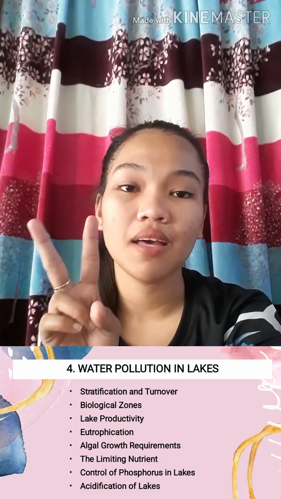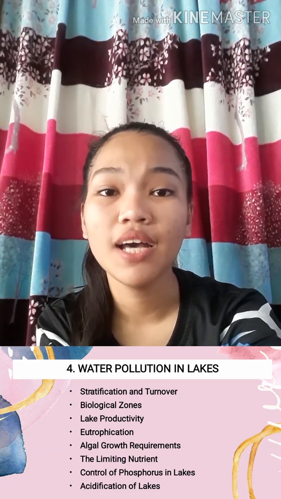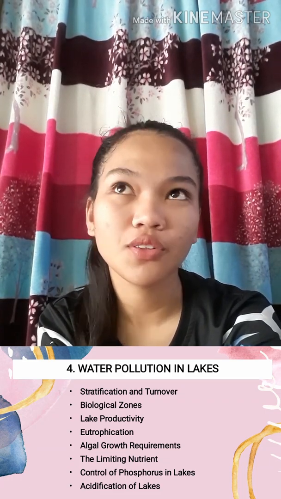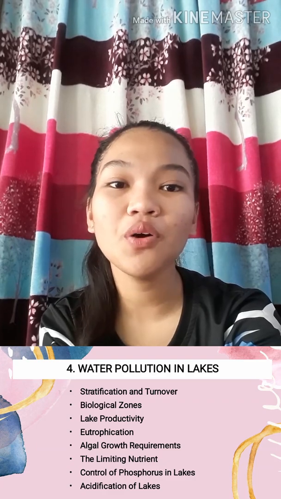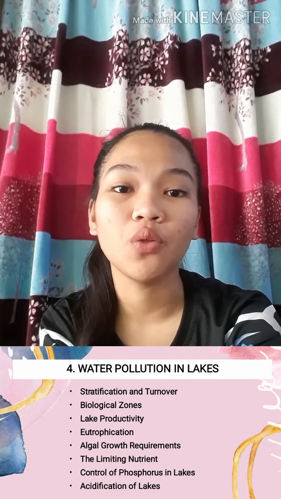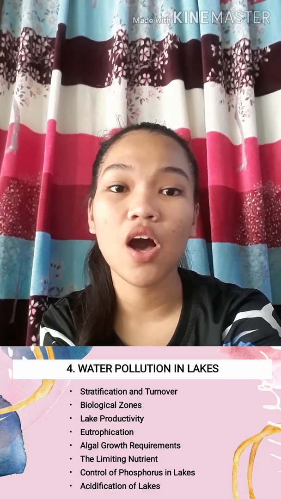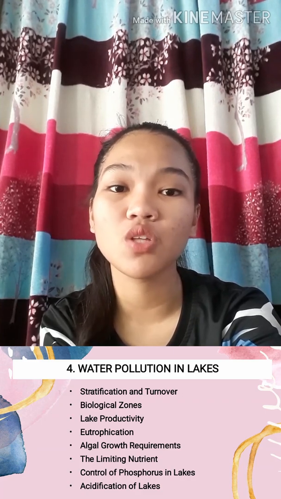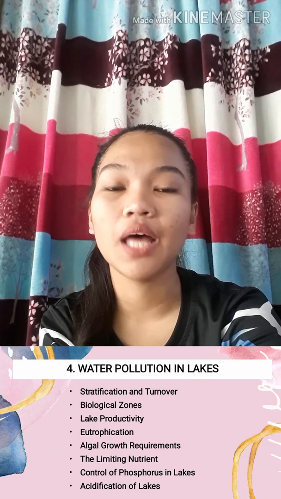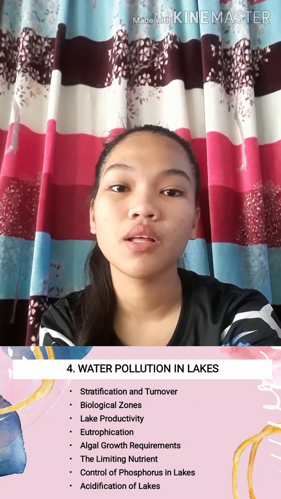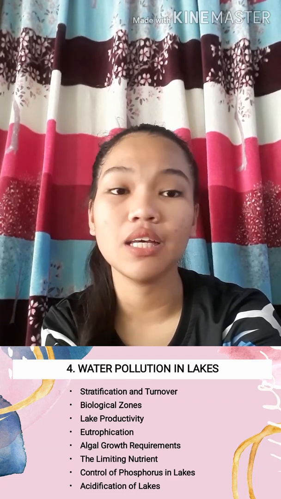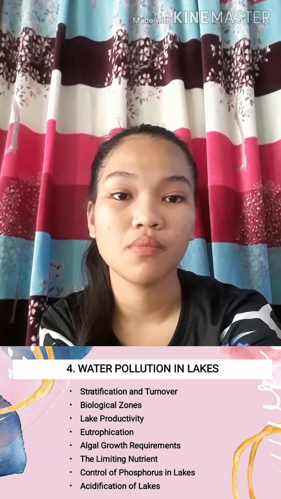For the second zone, we have the littoral zone. The littoral zone is the shallow water near the shore in which rooted water plants can grow. The extent of the littoral zone depends on the slope of the lake bottom and the depth of the euphotic zone. The littoral zone cannot extend deeper than the euphotic zone.